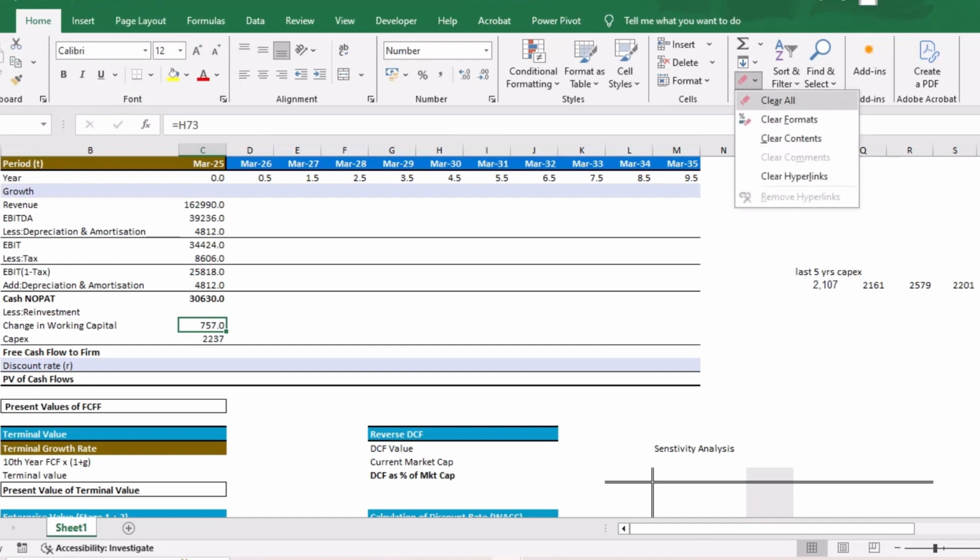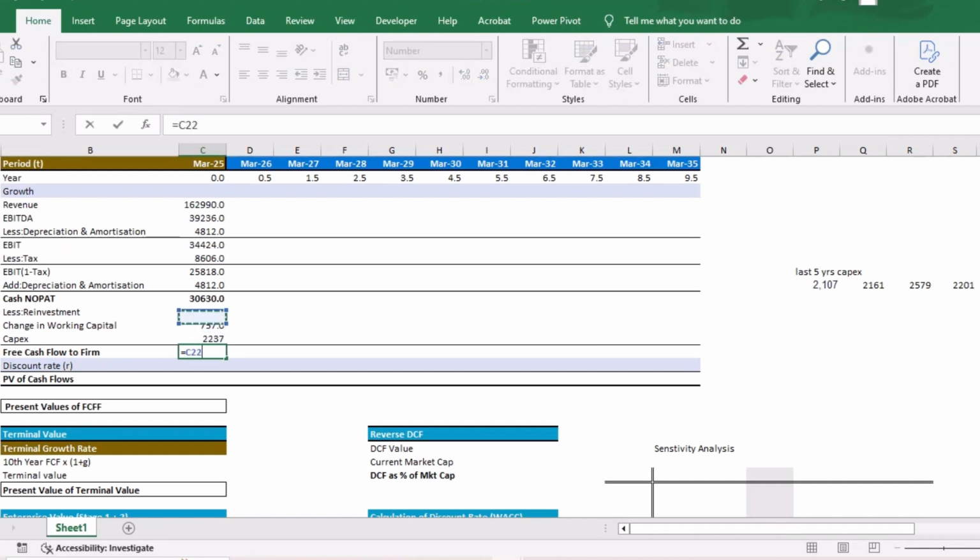Let me clean the formatting. So free cash flow equals this minus this minus this. Okay, discount rate, present value. So we have plotted the present figures for now. Next step is we have to forecast the future growth.